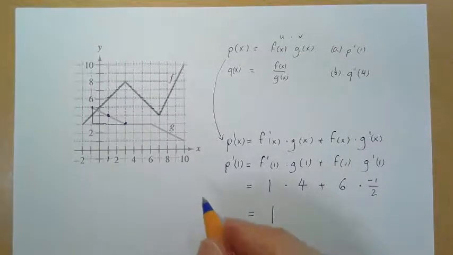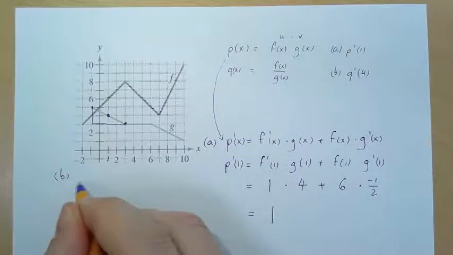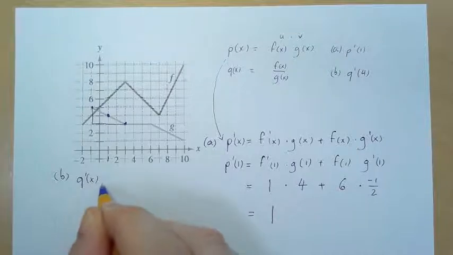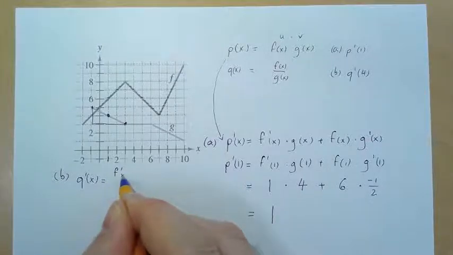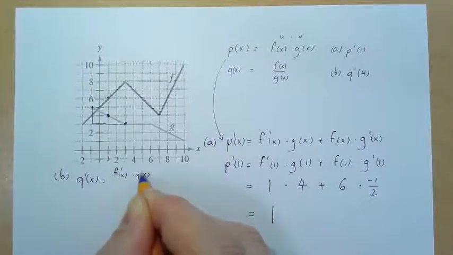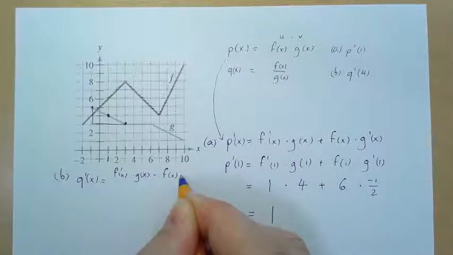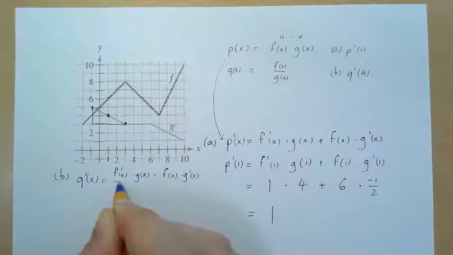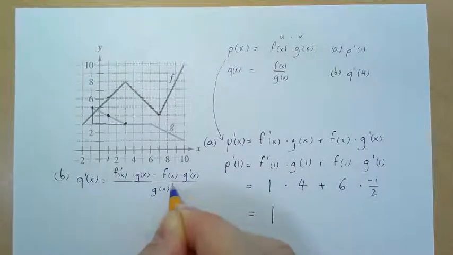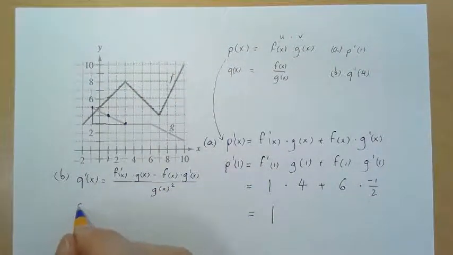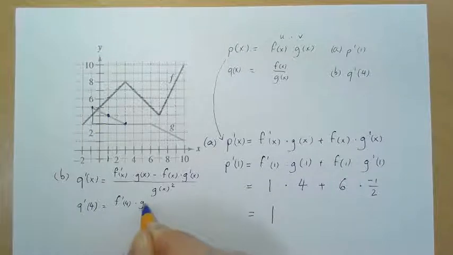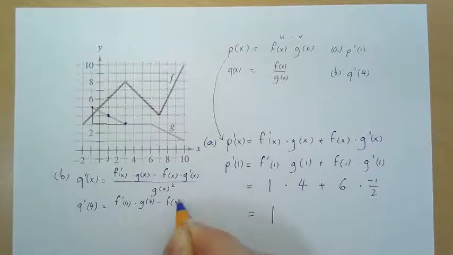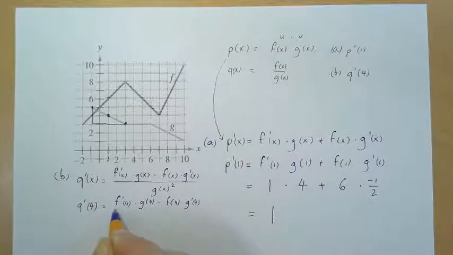Same process for question B, so this was A, B. If I'm looking for the derivative of q, this is a quotient, so I can use the quotient rule: u prime v minus u v prime over v squared. And therefore q prime at 4 is f prime of 4 times g of 4 minus f of 4 times g prime of 4, over g of 4 squared.